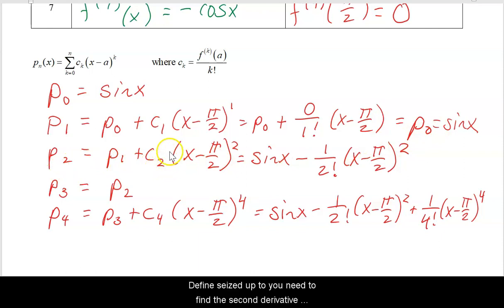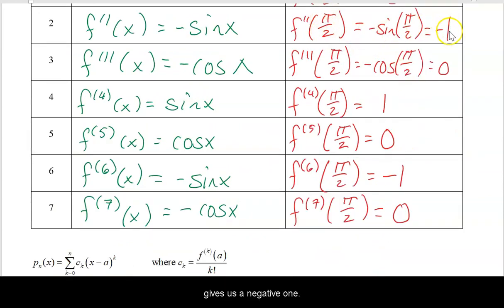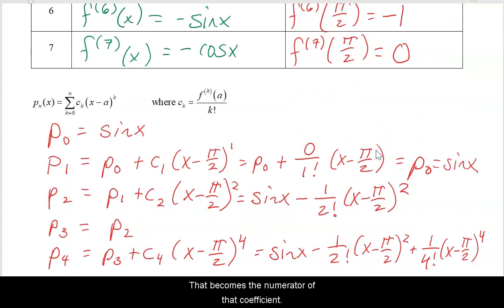To find c sub 2, you need to find the second derivative at pi over 2. Scrolling up, the second derivative at pi over 2 gives us a negative 1. That becomes the numerator of that coefficient, and it's divided by 2 factorial, with the 2 matching the number of the derivative and the power on x minus pi over 2. Notice that P3 will be the same as P2 since the third derivative gives us a 0 again. P sub 4 begins the pattern over. The pattern was 1, 0, negative 1, 0.